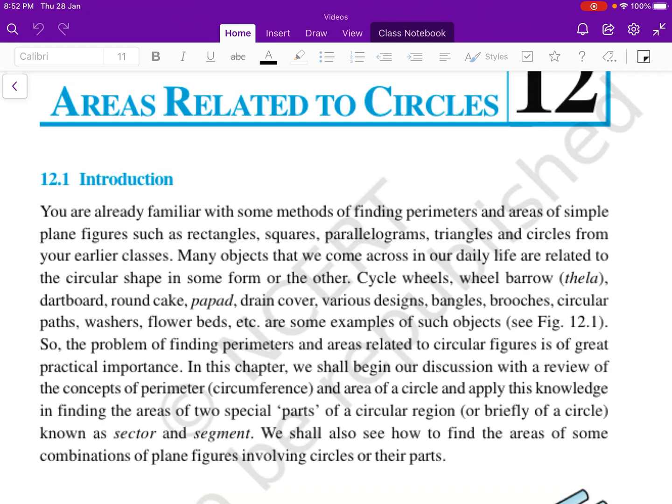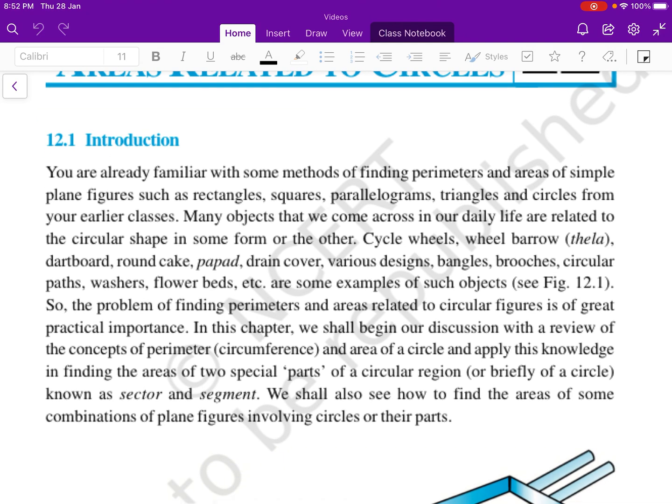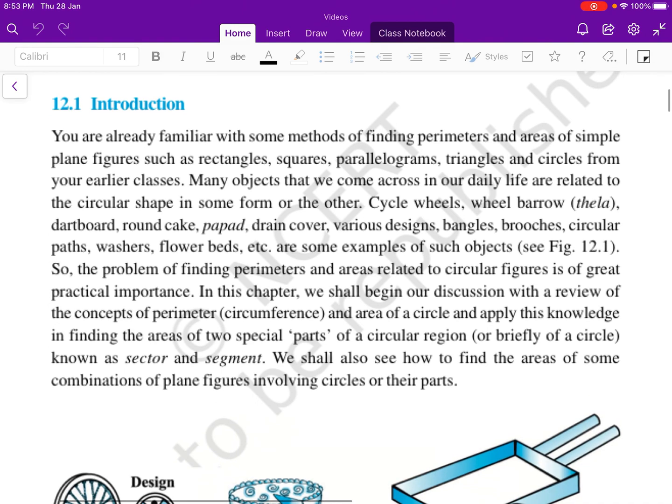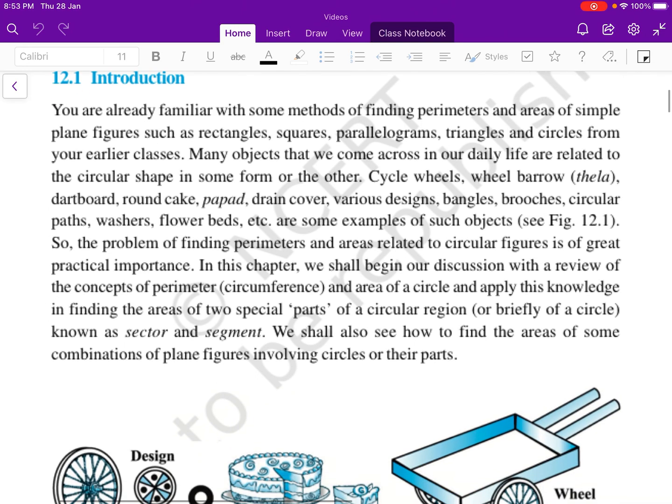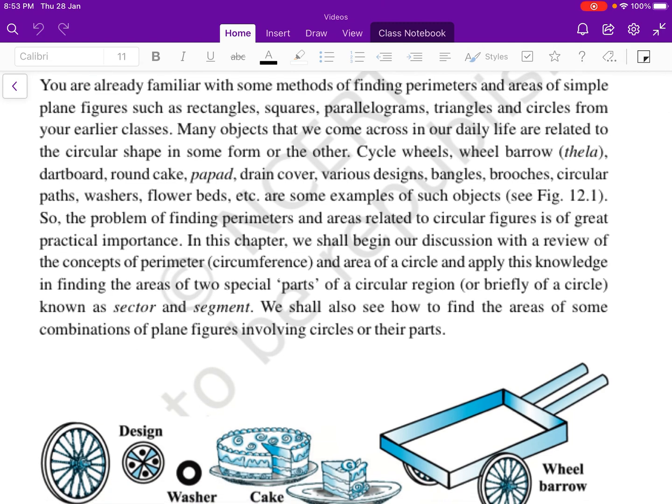Many objects which we come across in our daily life are related to circular shapes in some form or the other. Cycle, wheels, wheelbarrow, thepla, dartboard, round cake, papad, drain cover, various designs, bangles, brooches, circular path, washer, flower bed, etc. are some examples of such objects. So the problem of finding perimeter and area related to circular figures is of great practical importance.